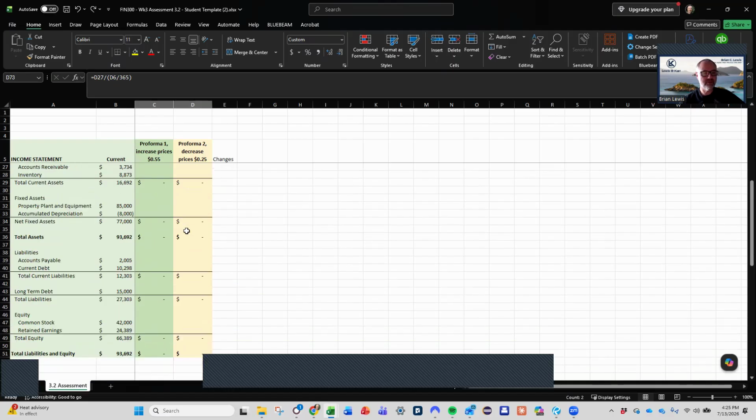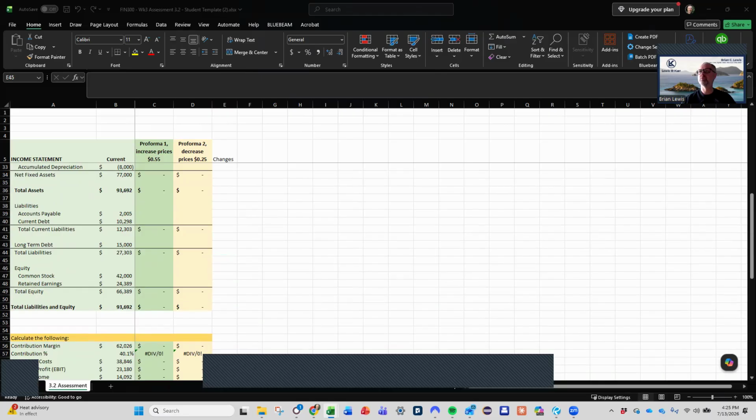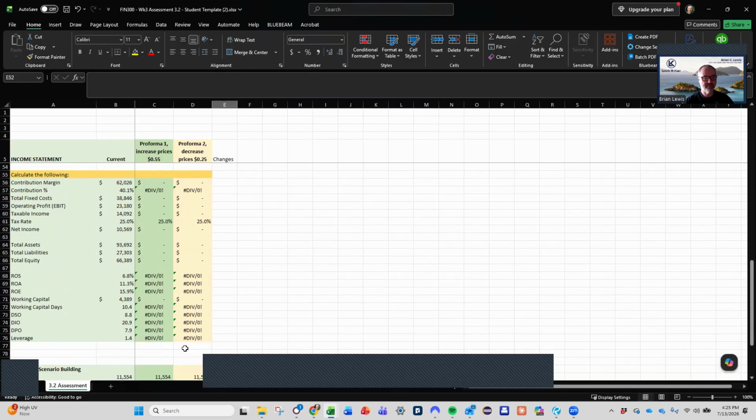But everything else is going to change. Cash is going to change. Receivables is going to change. Total current assets, obviously, will change. Property, plant and equipment will not. Total assets will not. Accounts payable is not. Current debt is not changing. None of those numbers are changing. The only thing that's changing is retained earnings and therefore your total equity. And you'll have a different asset value in the end. Those are the only places that things will change. Now, all these formulas will shift accordingly.